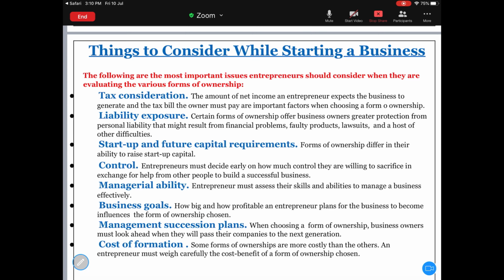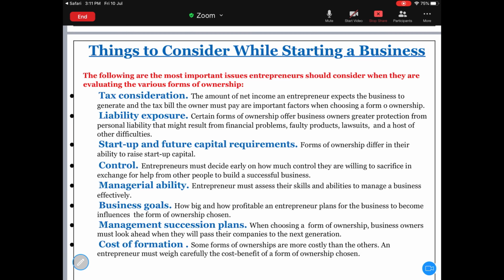Then we talk about business goals. Business goals, like how big and how profitable an entrepreneur plans for the business to become, influence the form of ownership chosen. For example, what is your business plan? How much profit are you expecting to earn? What is the rate of return you are expecting on your investment? So, these things must be kept in mind.